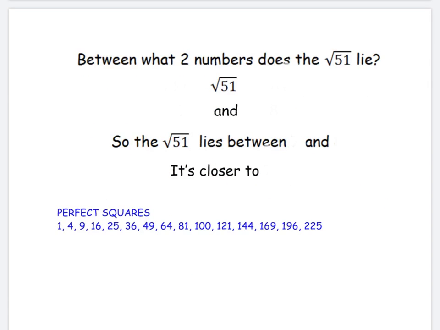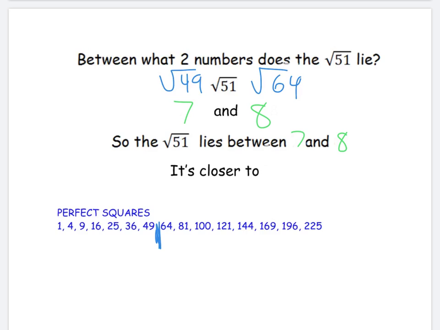Let's take a look at another one. If we're looking at 51, I want to know what it's between. If I was going to look at my list of perfect squares, 51 would go in here. It'd be between the 49 and the 64 if I was going to put it in the list. So I know then that the square root of 51 is between the square root of 49 and the square root of 64. I know the square root of 49 is 7, and the square root of 64 is 8. So this is between 7 and 8.